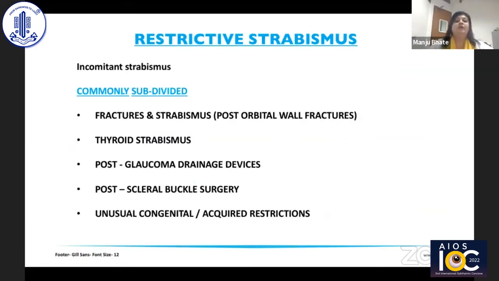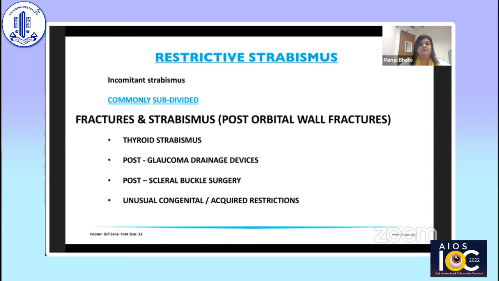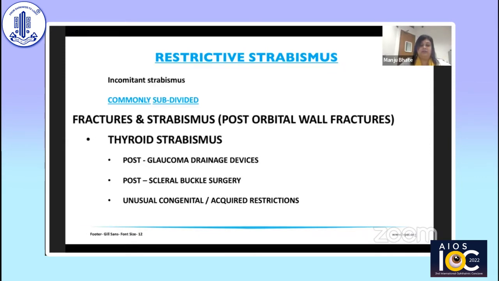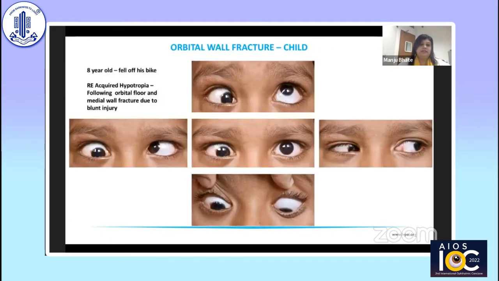So as we all know, restrictive strabismus is an incomitant strabismus. It's commonly subdivided as fracture strabismus, that is following orbital wall fractures, thyroid strabismus, strabismus after glaucoma drainage device, which can affect the extraocular muscles and the motility, scleral buckle surgery, or it could be an unusual congenital or acquired restriction. We'll cover some aspects of fracture strabismus, of thyroid, and as well as some unusual acquired restriction. So this will just be a case-based approach. So let's start with the first case.